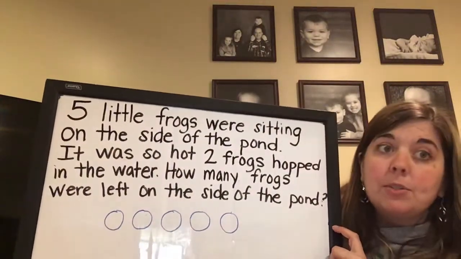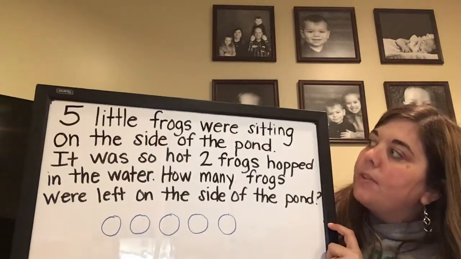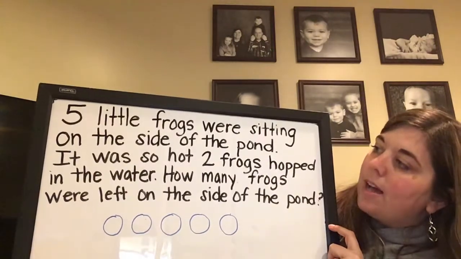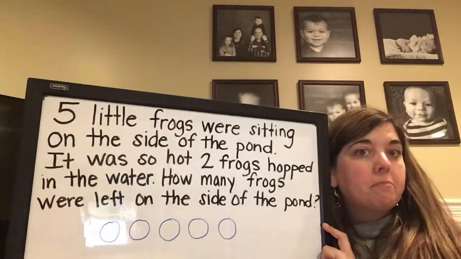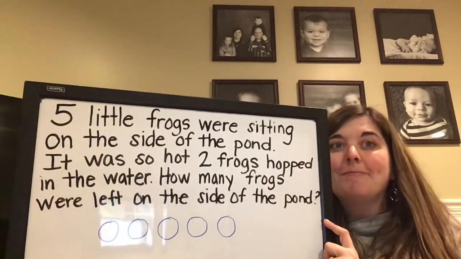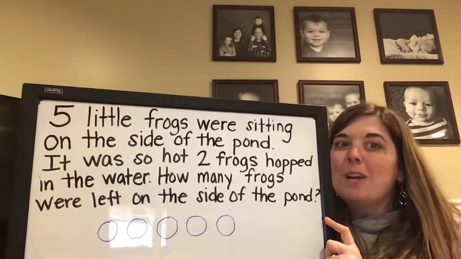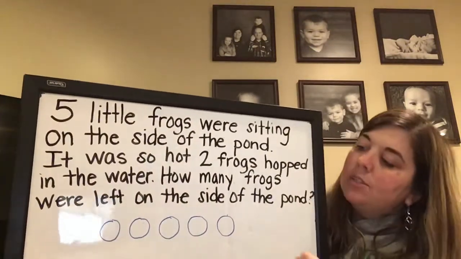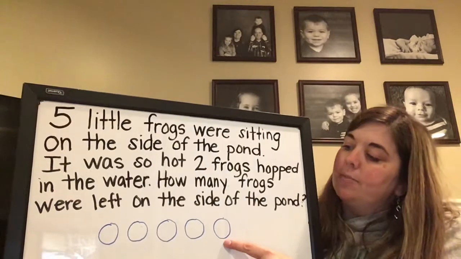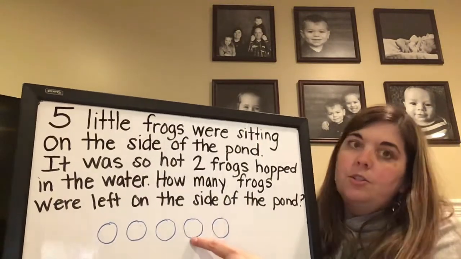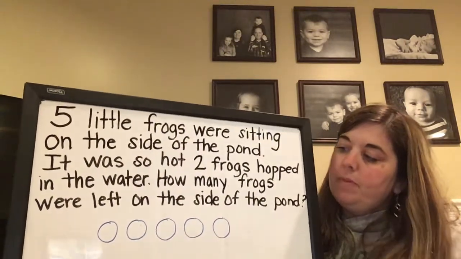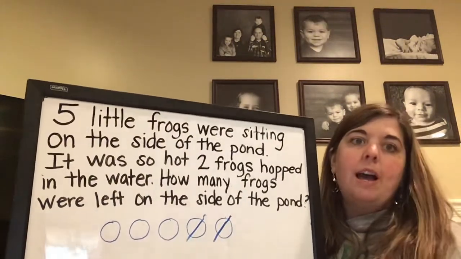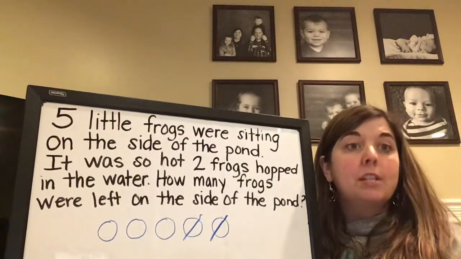I'm going to read it one more time just so you can see if you can figure it out. 5 little frogs were sitting on the side of the pond. It was so hot, 2 frogs hopped in the water. How many hopped in the water? 2, you got it. So what we need to do is cross off 2. So we're going to start all the way at the end and we're going to cross off 1, 2. Go ahead and pause and make sure your picture looks just like mine.